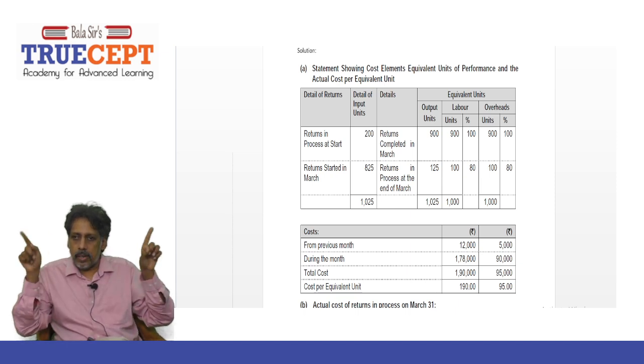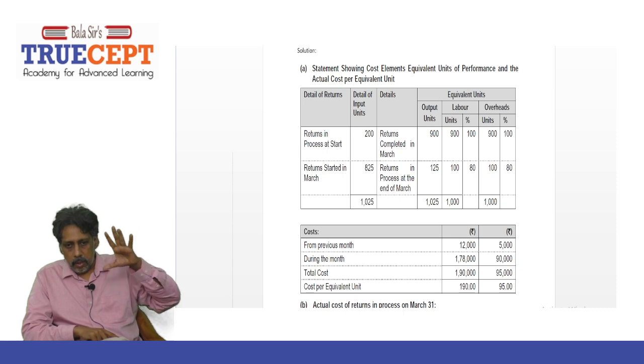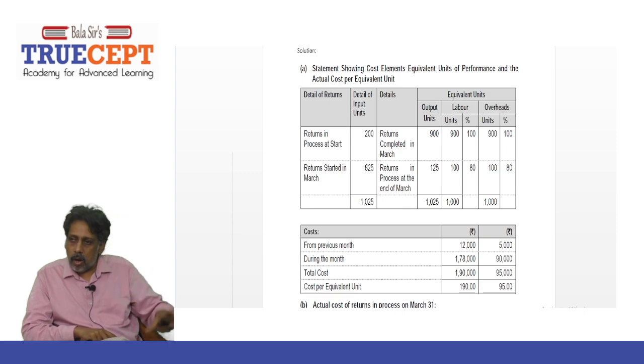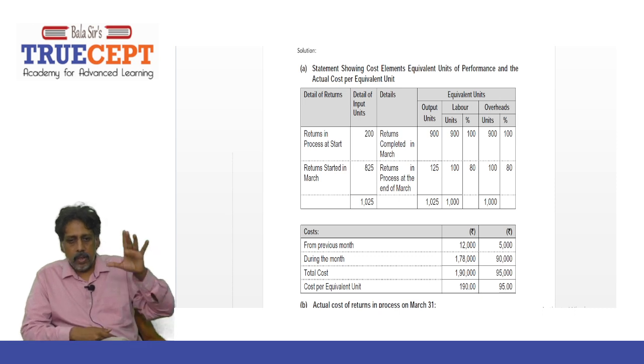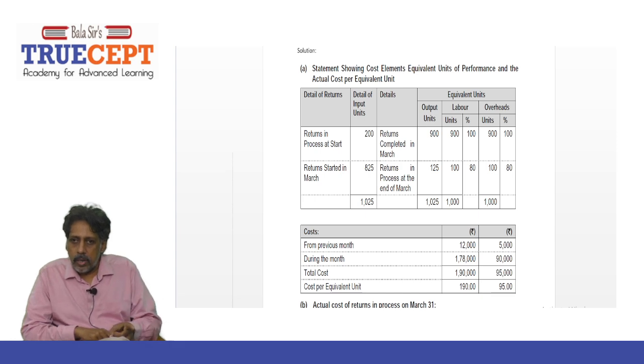You will find a nice table. It is a statement showing cost element, equivalent units of performance, actual cost per equivalent unit, and also the cost per unit. You have the details and input, and the equivalent output units, for all the units completed and closing work in progress. Then you have the two cost items: labor, with equivalent units and percentage, and overheads, with equivalent units and percentage, right?